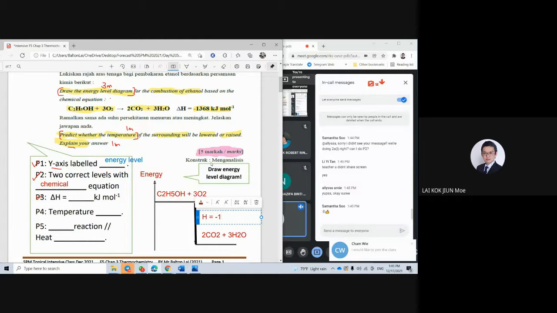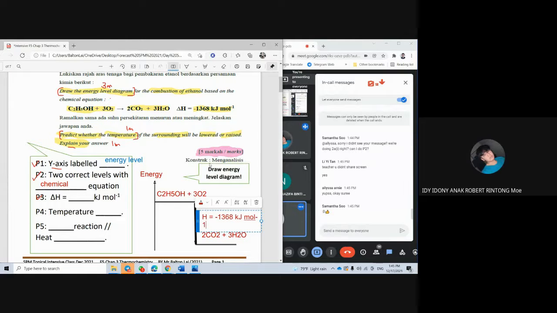Is the negative necessary to write down? Yes, necessary, to indicate exothermic. Negative represents the graph going down, the heat is released. So if you can, the triangle also needs to be drawn. Very good, perfect. You get all the marks. Well done, ID.